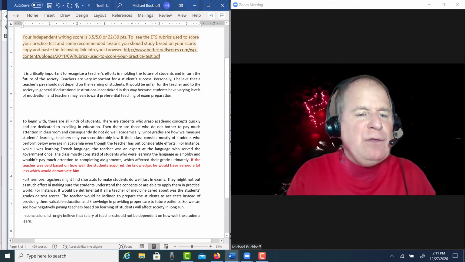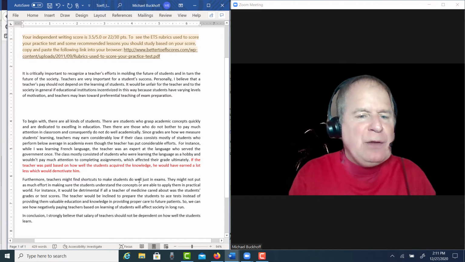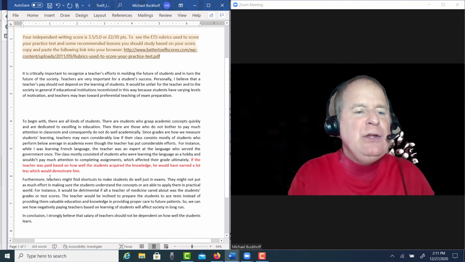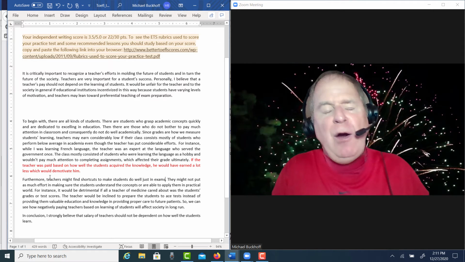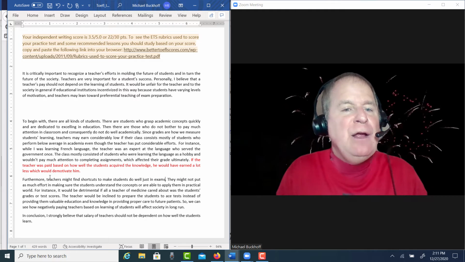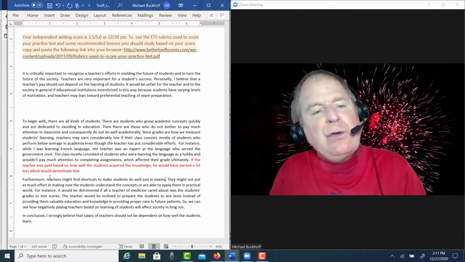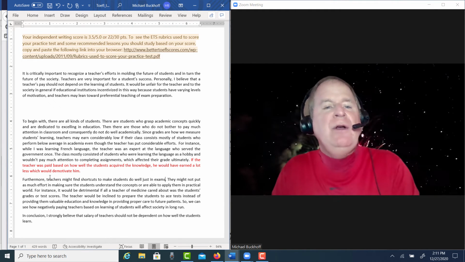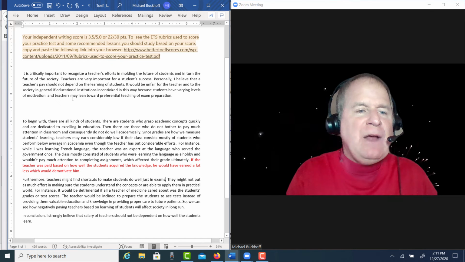Then when you get to this next one, teachers might find shortcuts to make students do well just on exams. You can say if teachers are paid solely on how much students learn, then they may lean toward preferential treatment of exam preparation. You can take that second idea.